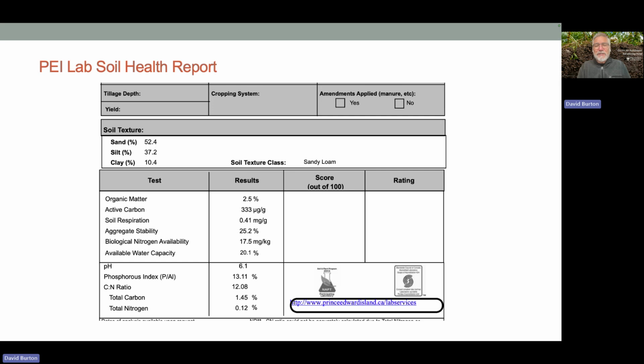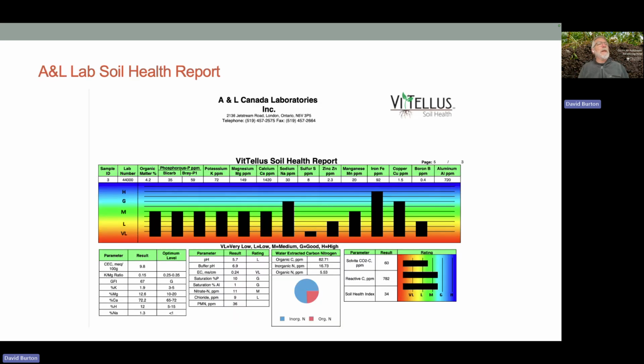Oftentimes they'll be expressed relative to other growers in your region. Are you in the lower 10%, the upper 10% of growers who have submitted samples? A&L Lab does a similar soil test, they call it the Vitalis Soil Health Report.